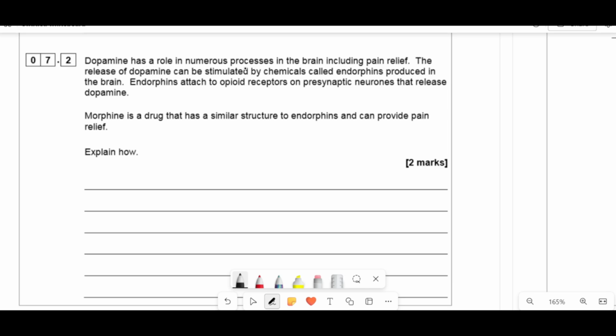Dopamine has a role in numerous processes in the brain, including pain relief. The release of dopamine can be stimulated by chemicals called endorphins produced in the brain. Endorphins attach to opioid receptors on the presynaptic neurons that release dopamine. Morphine is a drug that has a similar structure to endorphins and it can provide pain relief.